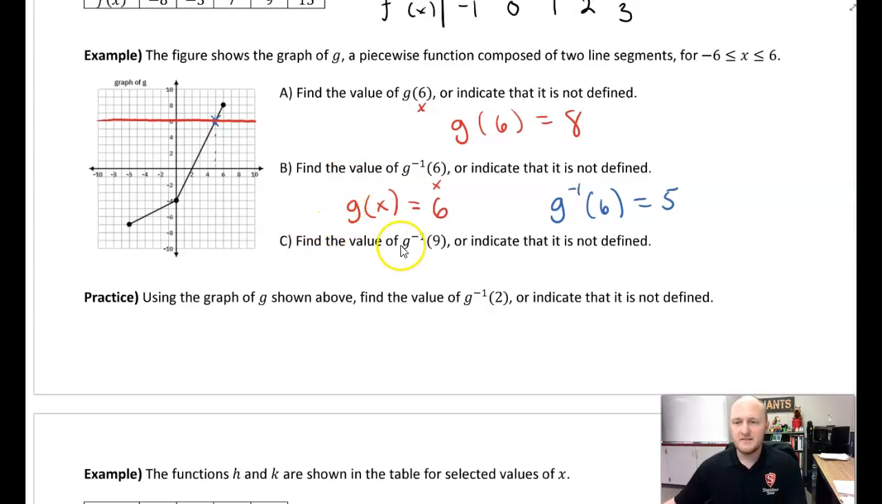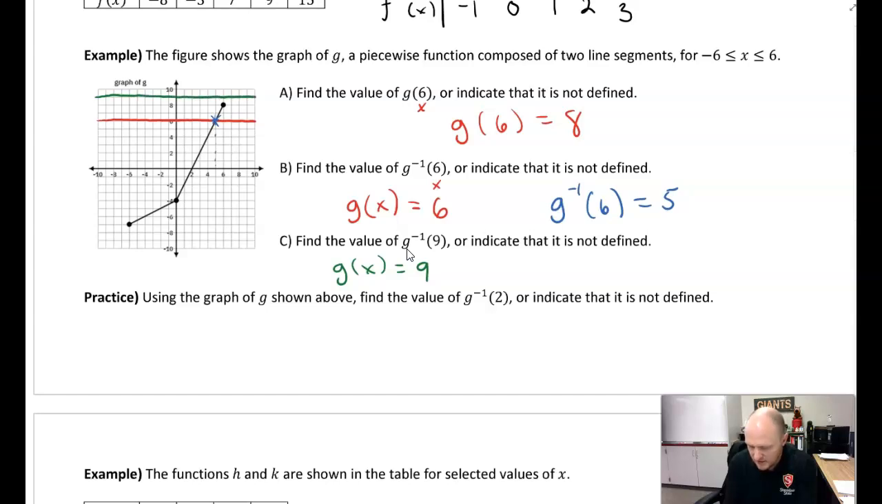C, find the value of g inverse of 9, or indicate that it is not defined. So again, I'm going to say, all right, where was g of x equal to 9? That will give me g inverse of 9. So the output 9, that's way up here. And notice that my function never is equal to 9. So in this case, it is not defined.